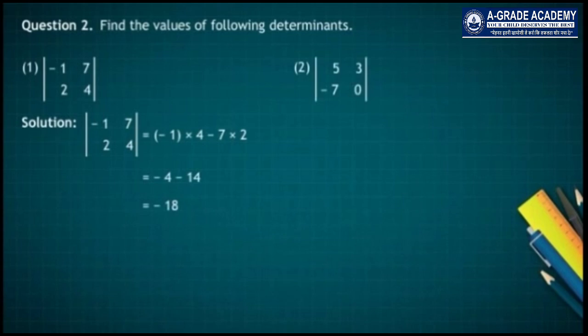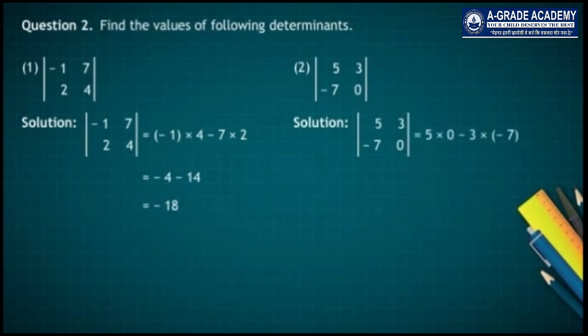2. Determinant |5 3; -7 0|. Solution. Determinant |5 3; -7 0| is equal to 5 into 0 minus 3 into (-7), which is equal to 0 minus (-21), which is equal to 0 plus 21, which is equal to 21.